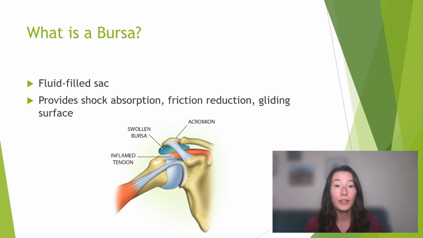Bursas are fluid-filled sacs that are generally located in regions of high movement. So think about places like the shoulder, the knee, the hip, the elbow, among many others. The purpose of the bursa is to provide a surface for tendons and muscles and bones to glide over smoothly. Additionally, they also help with shock absorption.